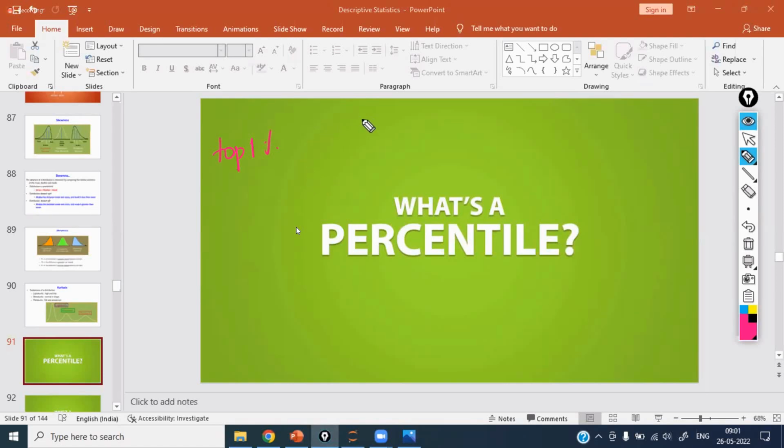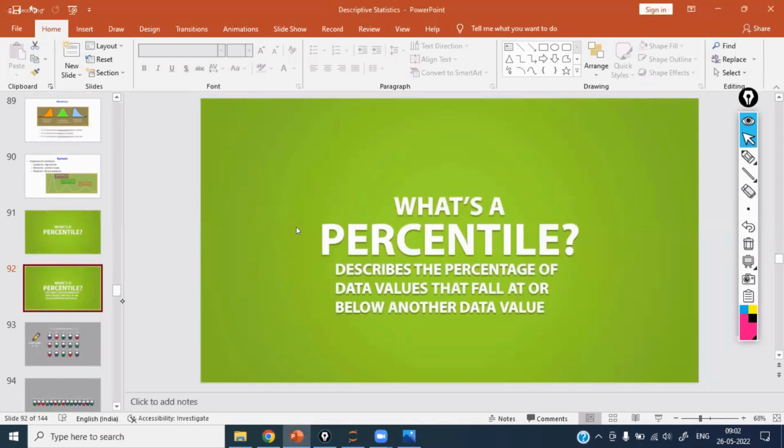1 percentile means, irrespective of how many students are there in the entire class, you are in the top 1 percentage. For example, in a class of 10,000 people, your rank is within 100. If 20,000 people are there, your rank is below 200. That is called top 1 percentile. Percentile tells how many of them are below you. Percentile describes the percentage of data values that fall below another data value. To your value, how many data values are below you is given by percentile.